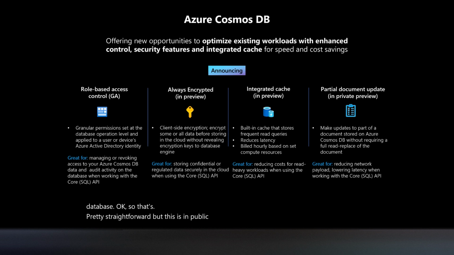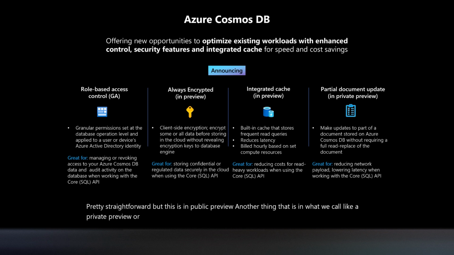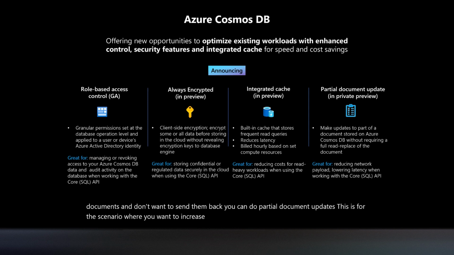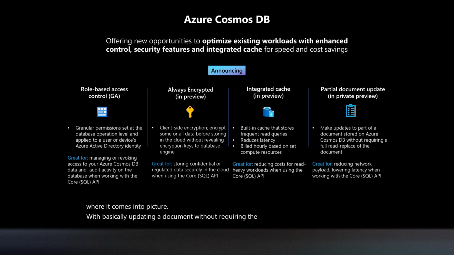Another thing that is in what we call a private preview, where you have to sign up to get into it, is partial document update. So if you have large documents and you don't want to send them back, you can do partial document updates. This is for the scenario where you want to reduce latency and reduce the network payload. That's where it comes into the picture, updating a document without requiring the full replacement of the document itself.